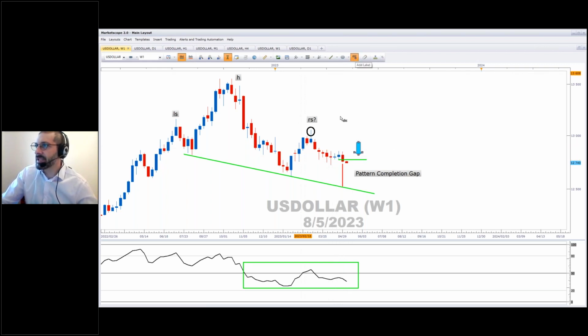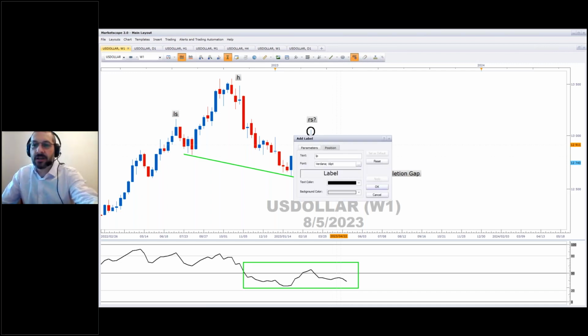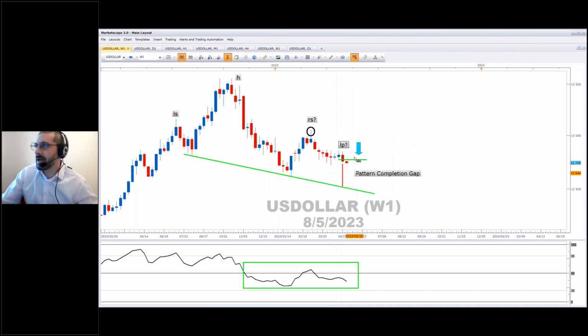So I'm actually going to label this as LP, question mark, a lower peak, with this right shoulder here being the higher peak, and now a potential movement down towards the neckline. Take a look at the RSI. We want to see where the RSI is relative to the 50. Is it on the bearish side or the bullish side? Clearly here we can see it's on the bearish side of 50, and as long as we stay below that 50 line, I think there's going to be pressure on the greenback. Now, let's go down to the daily chart.